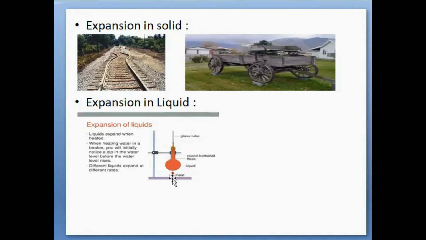Now let us heat this round bottom flask. What happens is, when the water gets heated, the level of the water rises and it reaches here, in the test tube, or the glass tube. So the water level will increase. So this shows that liquids expand when heated.